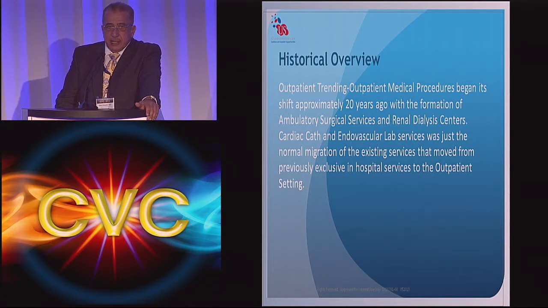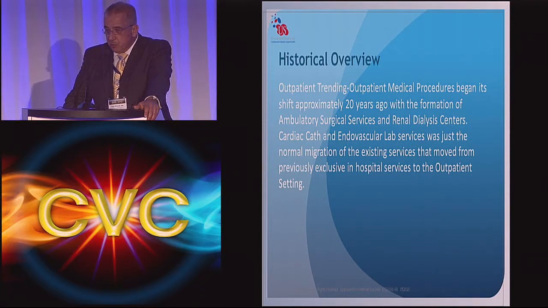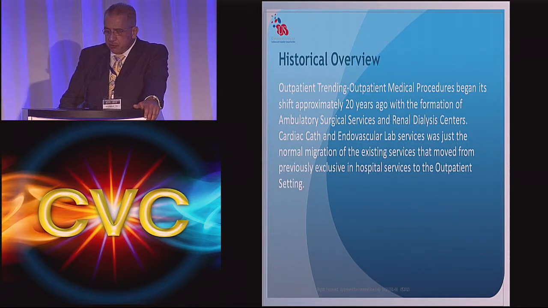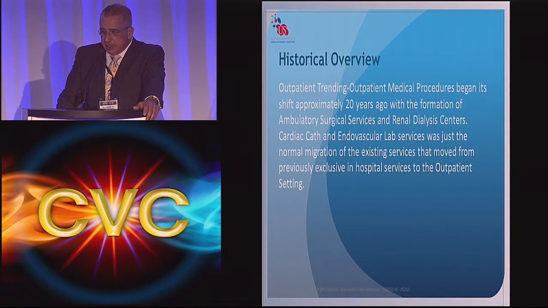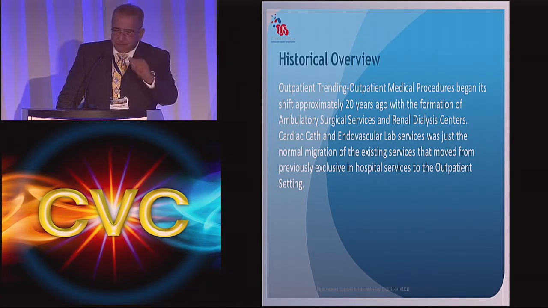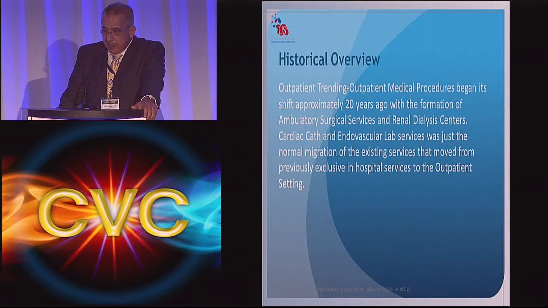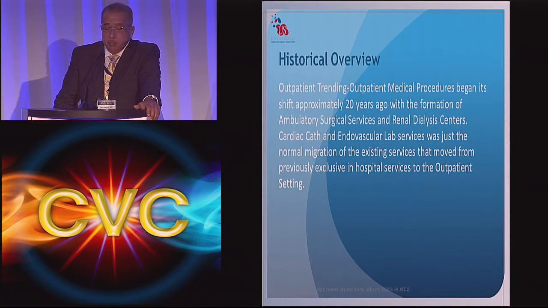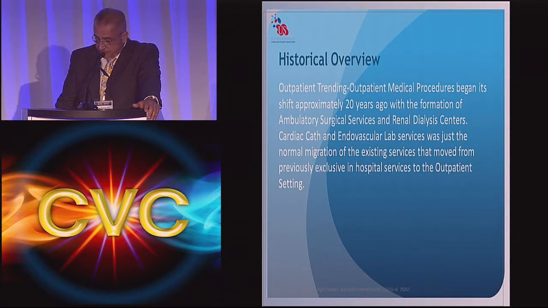When we look at the historical overview of access centers, outpatient medical procedures began their shift approximately 20 years ago with the formation of ambulatory surgery services and renal dialysis centers. Cardiac cath and endovascular lab services were just the normal migration recently of the existing services that moved from previously exclusive in-hospital services to the outpatient clinic.